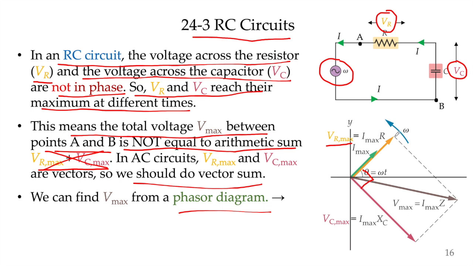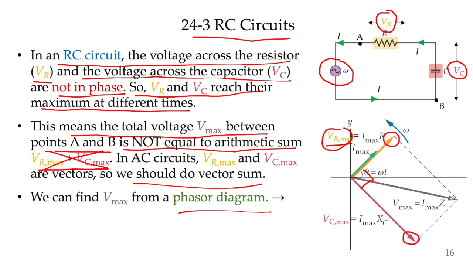Now, look at this, the yellow one. So the yellow vector, this one, and the red vector. The red one is for the capacitor voltage, and the yellow one is the voltage on the resistor. So now we are going to add them up. Again, it's not an arithmetic sum, it's a vector sum. How do you add these two vectors? Well, you learned this before in physics 1. It's going to be this vector.